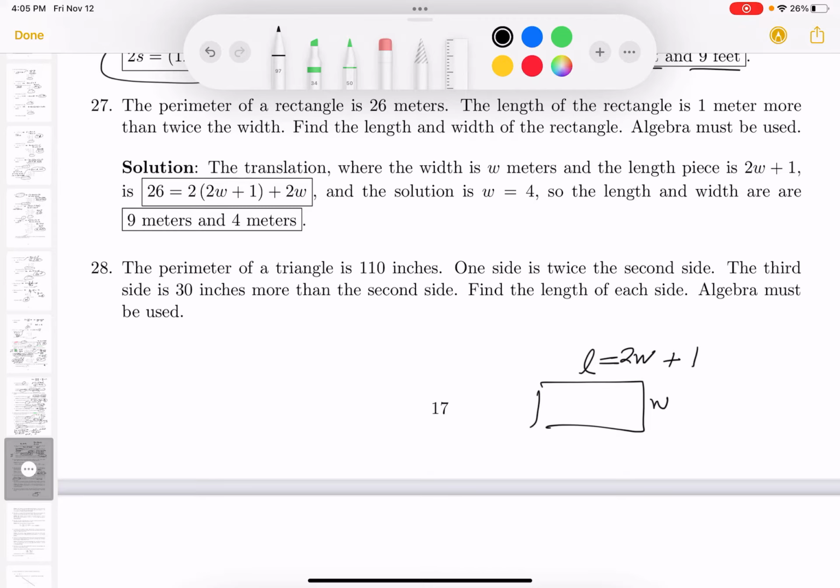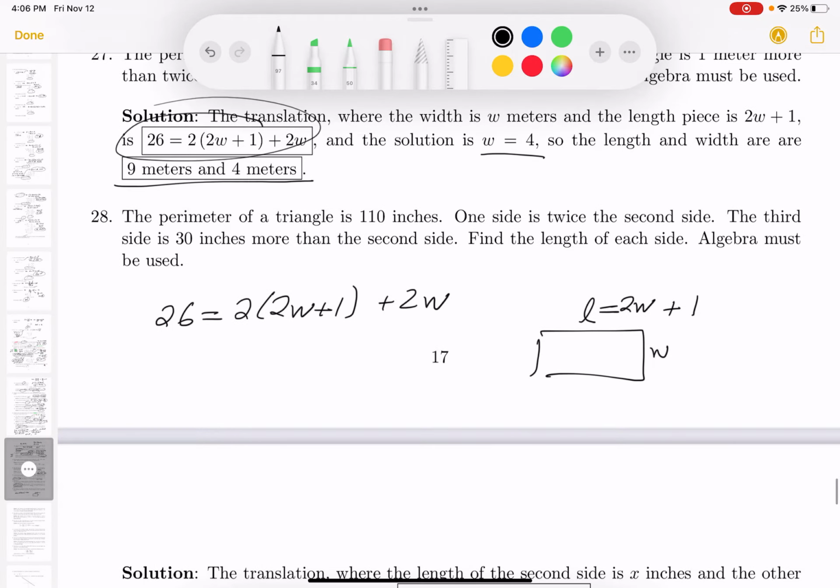Well, you know what I know? I know the perimeter is 26. So it's going to be 26. And it's going to be two lengths. So 2 times 2W plus 1. And it's going to be two widths. Now again, this equation is written over here. And again, if you solve that, you'll get W. And then you can figure out L. The W would turn out to be 4. And then you can get the L by using the relationship that we had. And what's the L going to be? Twice W plus 1. All right?